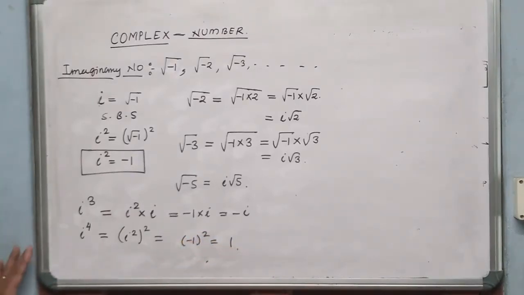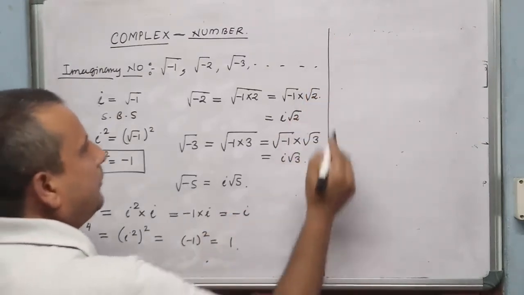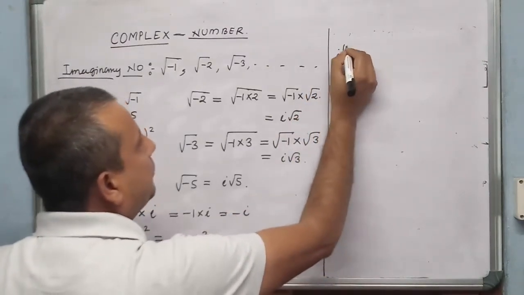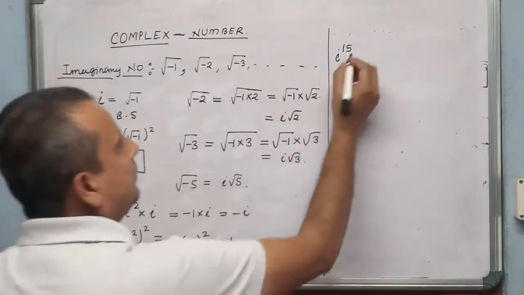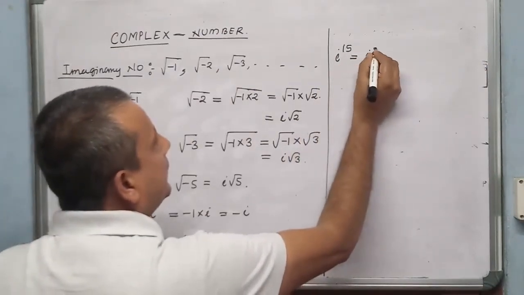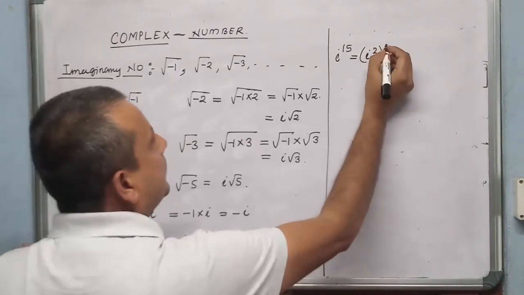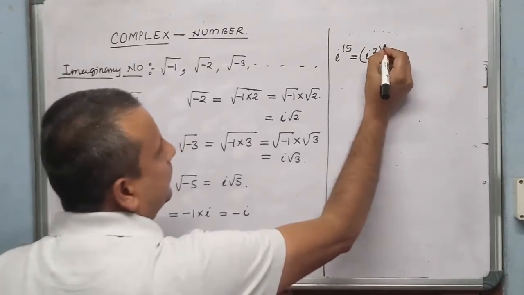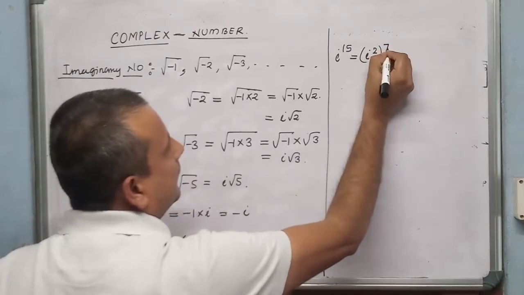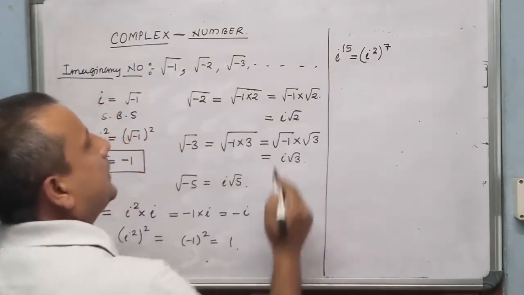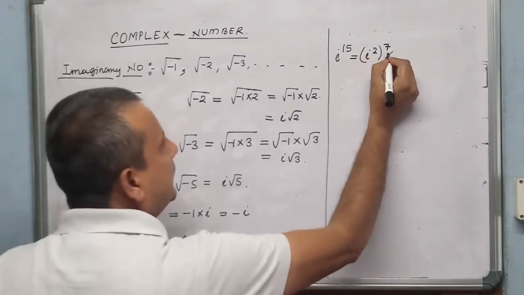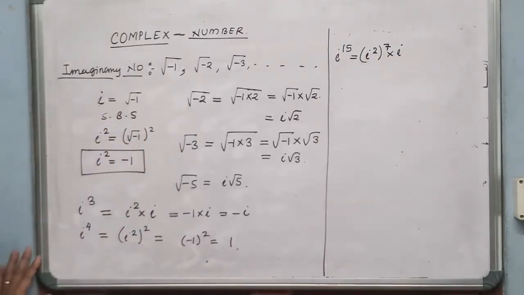That is the simplification of i. Similarly, if you have to calculate i to the power 15, how are you going to calculate? We take the nearest multiple: i square to the power 7 is i to the power 14, into i we can write. i square to the power 7 into i.